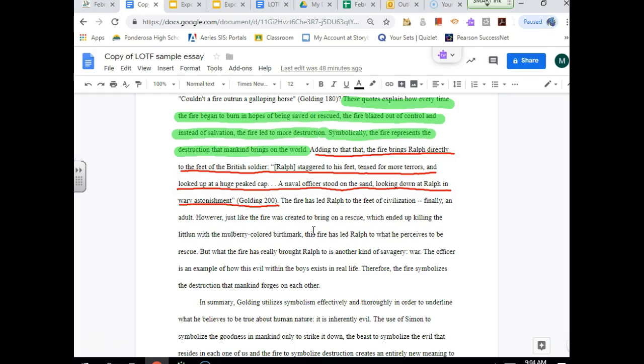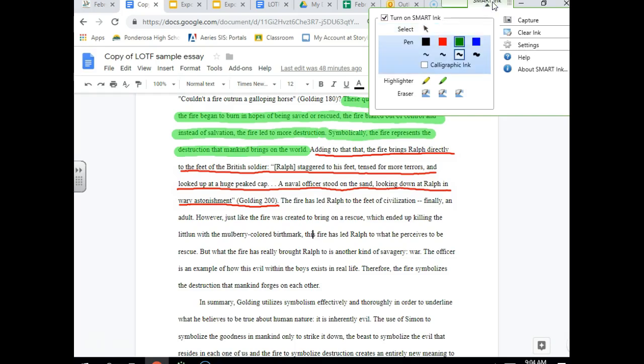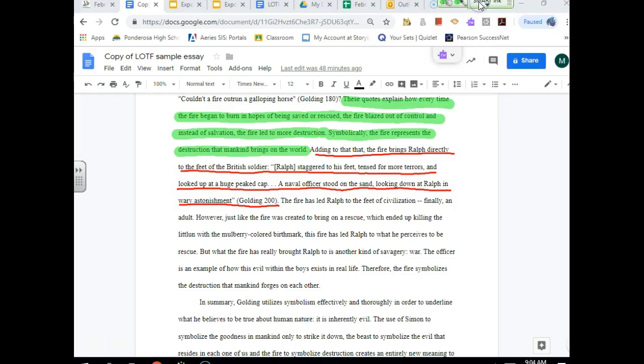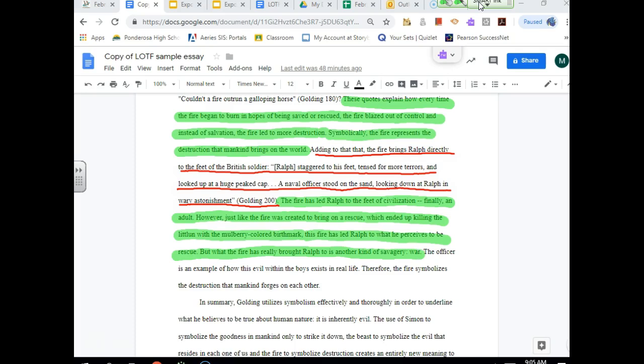So, Brayden, what comes after our evidence again? Explanation. Good. Which is what color? Green. Okay. So I'm going to read. Tell me when to stop on explanation. The fire has led Ralph to the feet of civilization. Finally, an adult. However, just like the fire was created to bring on rescue, which ended up killing the little one with the mulberry-colored birthmark, this fire has led Ralph to what he perceives to be rescue. But what the fire has really brought Ralph to is another kind of savagery, war. Should I stop? The officer is an example of how this evil within the boys exists in real life.